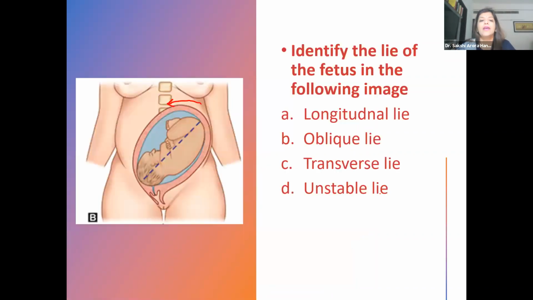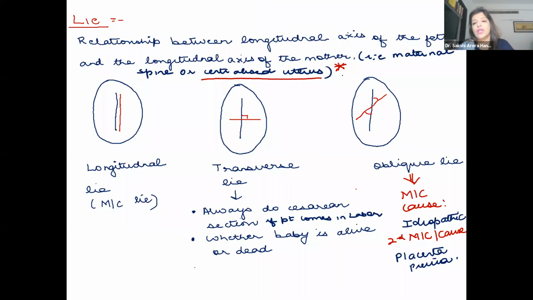Now, oblique lie, the questions which they can ask you are, what is the most common cause of oblique lie? The most common cause of oblique lie is idiopathic. And the second most common cause of oblique lie is placenta previa, right? In case of oblique lie, also the management is cesarean section if patient is coming to you in labor, right?